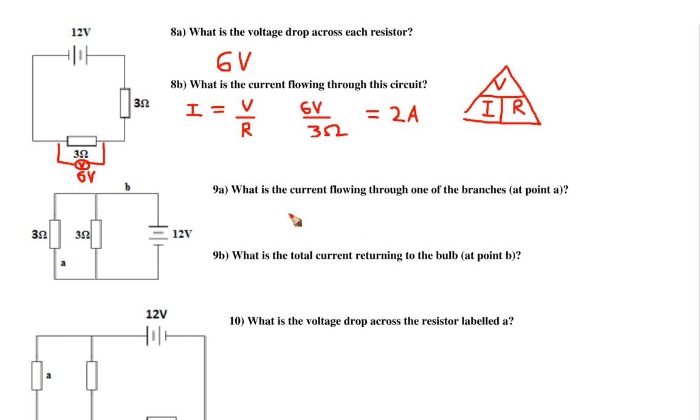Alright, the next one here, 9a. What is the current flowing through one of the branches in point A? So we've got a parallel circuit here, and it's asking us what is the current that's flowing through one of the branches.